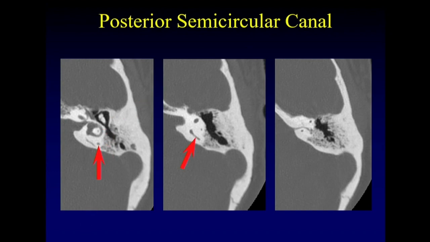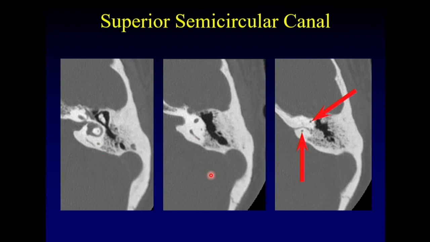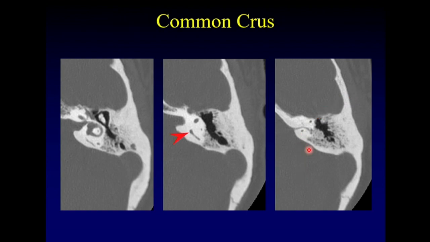Now, what about the posterior semicircular canal? As predicted, it's posterior to the vestibule, and you can see it swinging up and then swinging across as it comes to the top. The superior semicircular canal, if you come up towards the top of the temporal bone, you can make out both the anterior and posterior limbs of the superior semicircular canal, so it's easy to find near the top because of those two limbs. Now, I want to emphasize that the posterior and superior semicircular canals come together. They join together before they return to the vestibule as a common crus shared by those two semicircular canals.